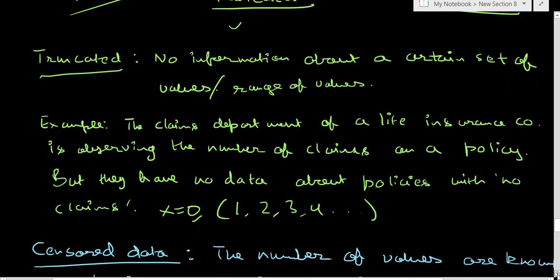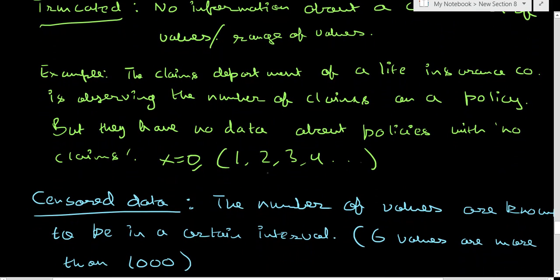Let's talk about another thing, that is censored data. In case of censored data, this is different from truncated data. We do not know the exact values of a range of policies, but we know that they exceed or are less than a certain number, or they are between two limits. Some kind of information is available. In case of truncated data, we have no information about the set of values, but in case of censored data, we have a certain information.